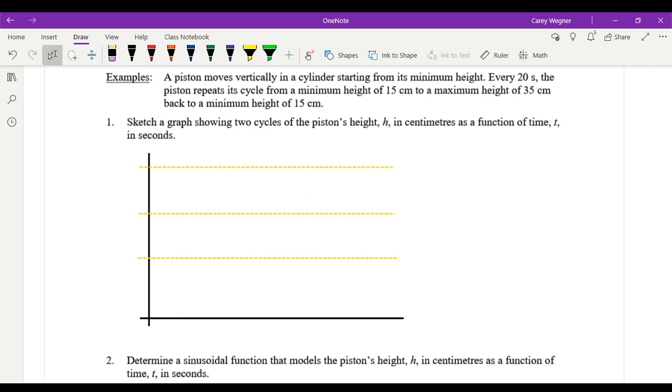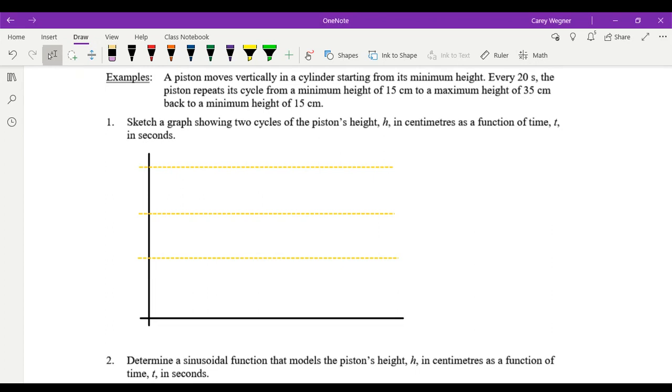It's starting from a minimum height, is what we're told. Every 20 seconds, the piston repeats its cycle from a minimum height of 15 centimeters to a maximum of 35 centimeters, and then back to a height of 15 centimeters. In question 1, we're asked to sketch a graph. Even if you have an application where you're not asked to sketch a graph, often sketching a graph will make it easier to come up with an equation to make use of for answering whatever other questions are referred to.